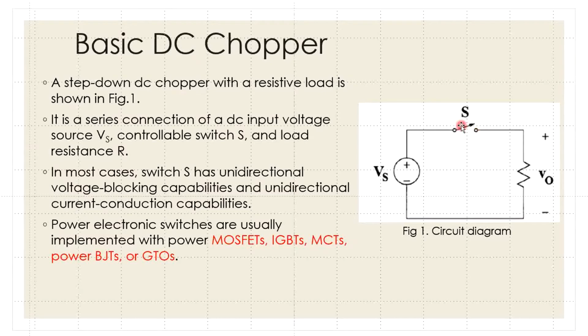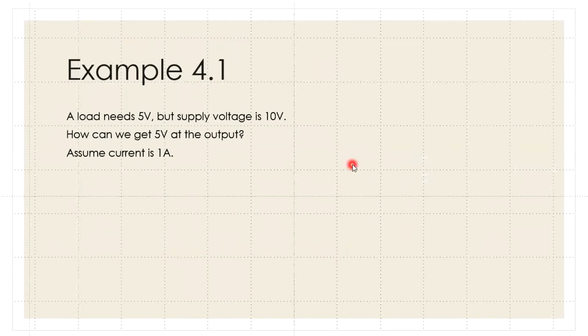Okay, so usually there will be another circuit connected to this switch that will control the on and off, or open and close, of this switch over here. Okay, this is possible because we are using this MOSFET, IGBT, and so on as the switch. Okay, so here let's go to an example to explain to you what a DC chopper is.